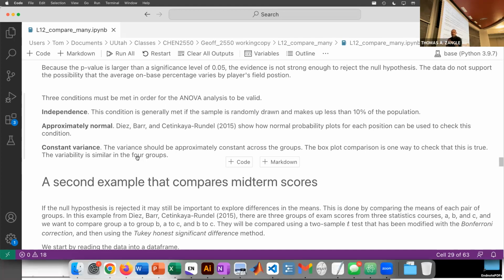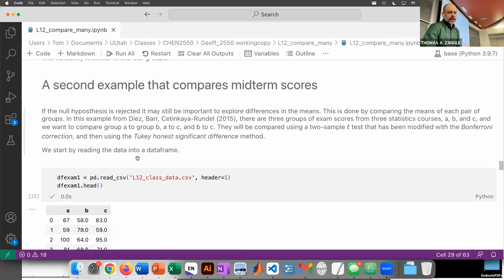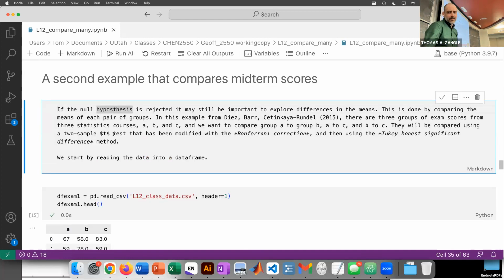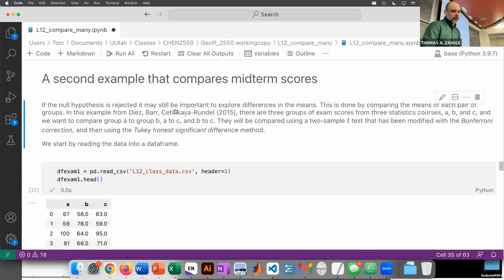Okay, so now we'll look at a different example using comparison of, let's say, midterm scores. And the setup here is that if the null hypothesis is rejected, then it may still be important to explore differences in the means, right? So had we rejected the null hypothesis in the baseball player example, we might then want to examine, can we indeed state that DHs have higher on-base percentage than other players? But we didn't even get that far.